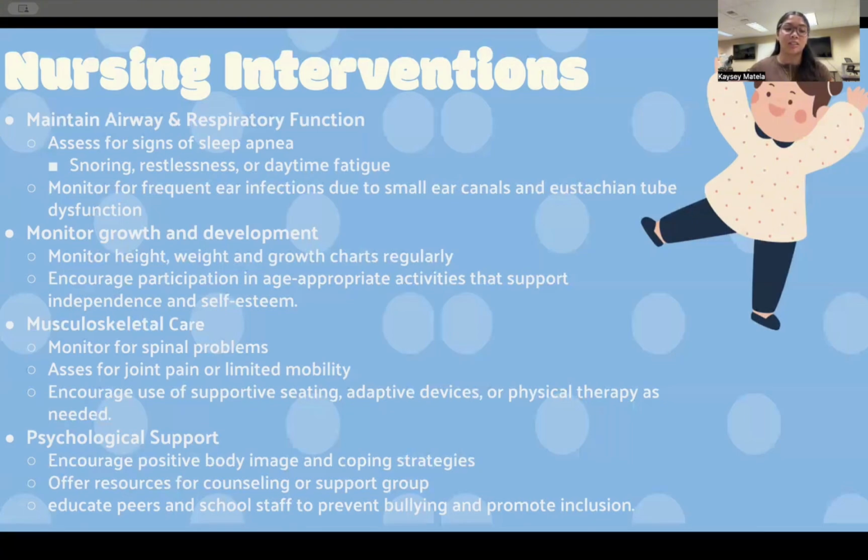Another intervention is to care for their musculoskeletal system, such as monitoring for spinal problems, assessing for joint pain or limited mobility, and encouraging use of supportive seating, adapted devices, or physical therapy as needed. Lastly, give them psychological support. Encourage positive body image and coping strategies, offer resources for counseling or support groups, and educate peers and school staff to prevent bullying and promote inclusion.